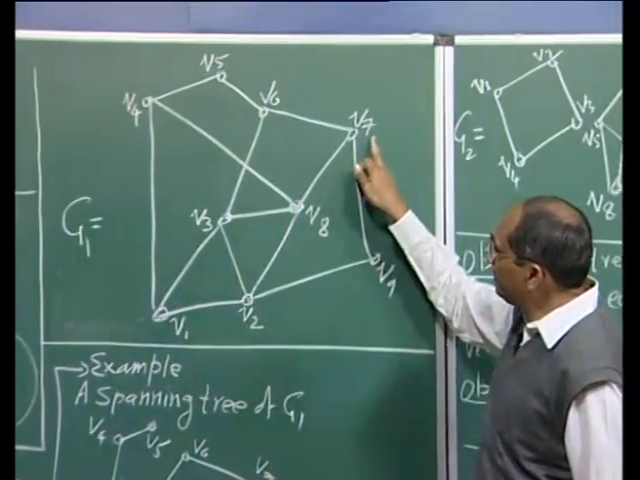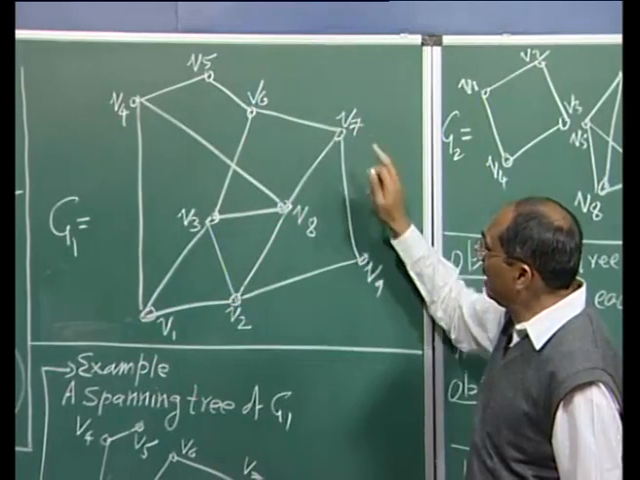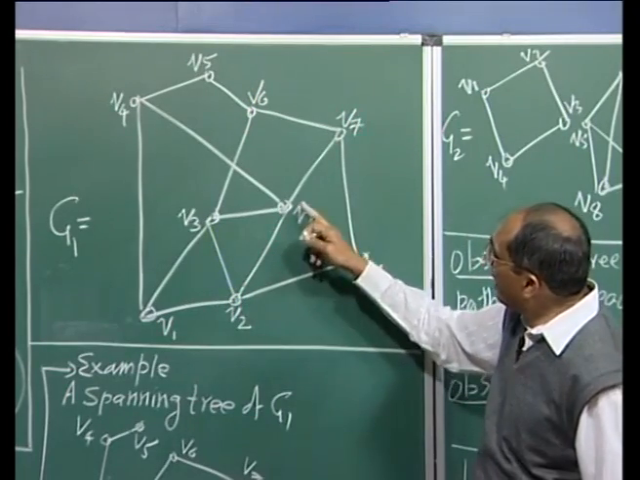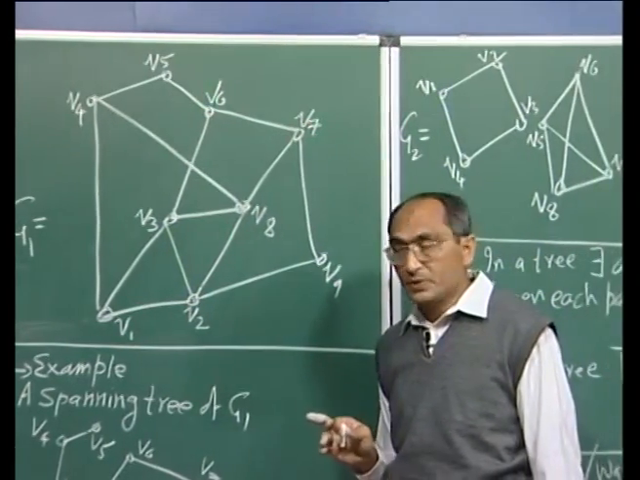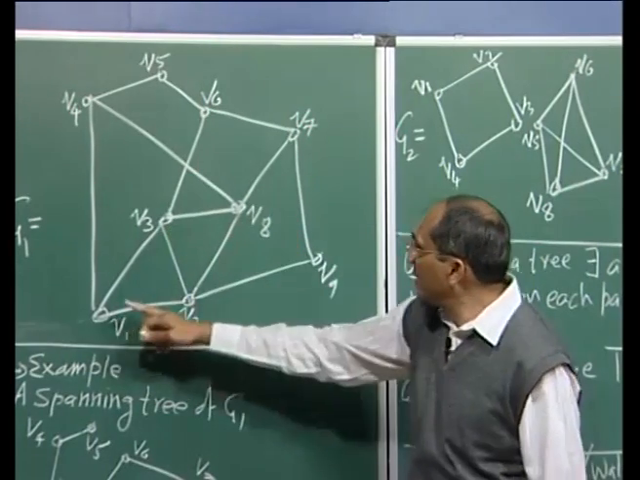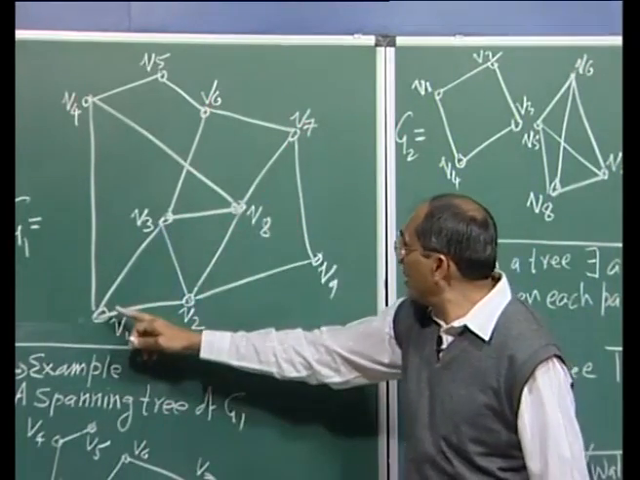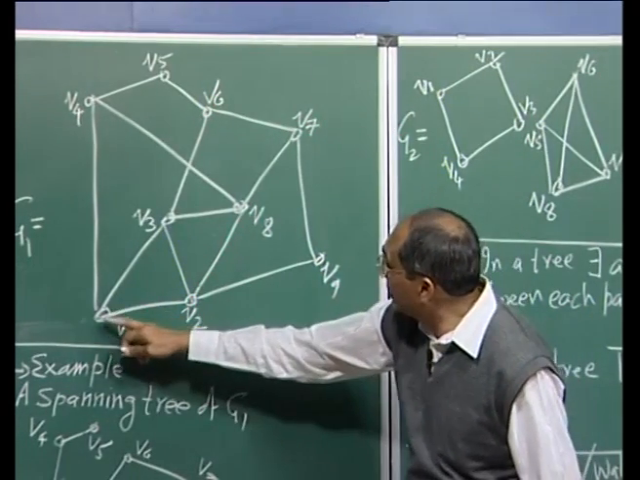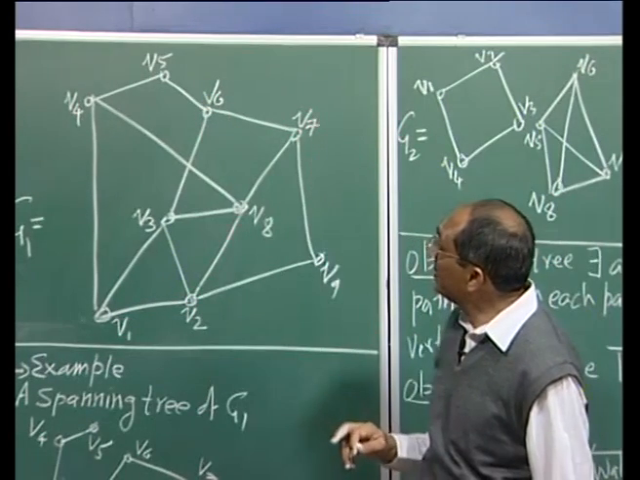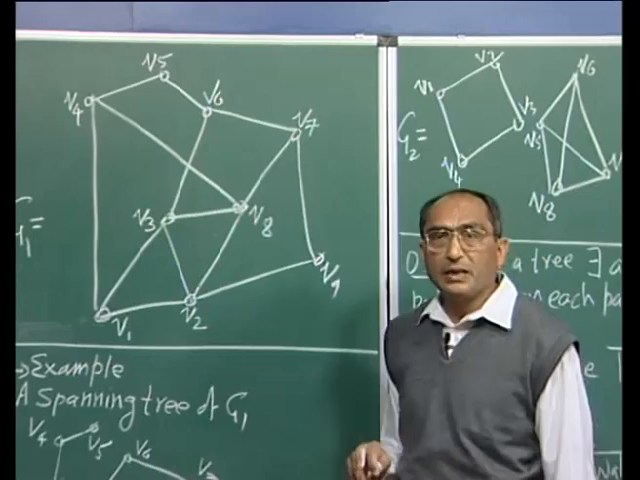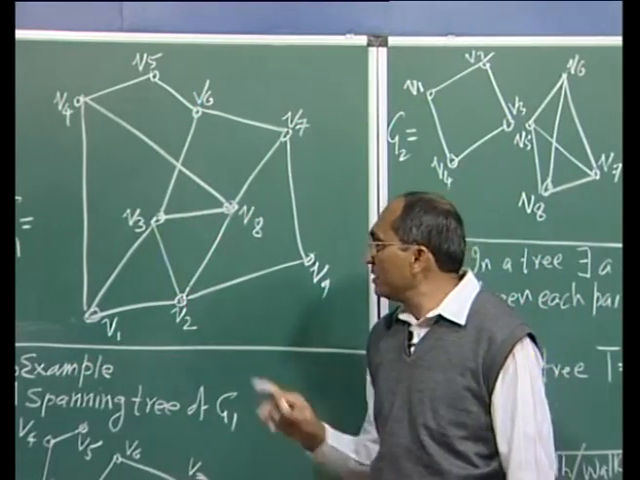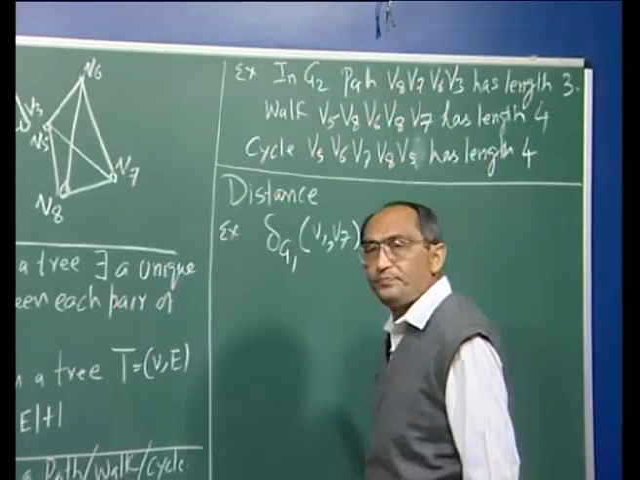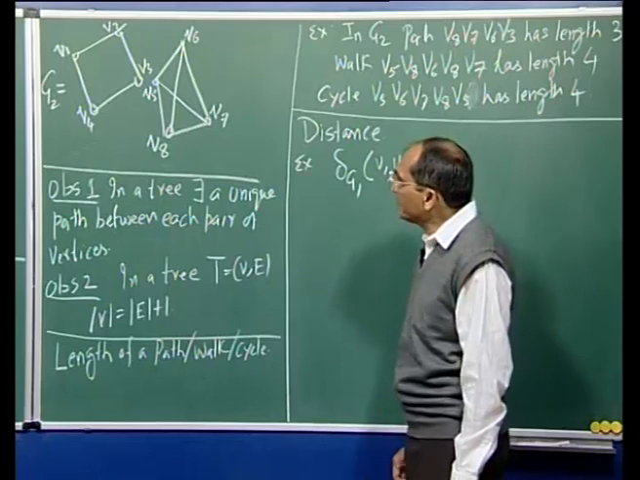Between V1 and V7, there are several paths, and one can actually work out carefully and see that there is no path of length less than 3 between them. Of course, there are several paths of length 3: this one, this one, this one. Then the third one is this, this and this. Other paths are of length greater than 3. So, the distance for this case is 3.